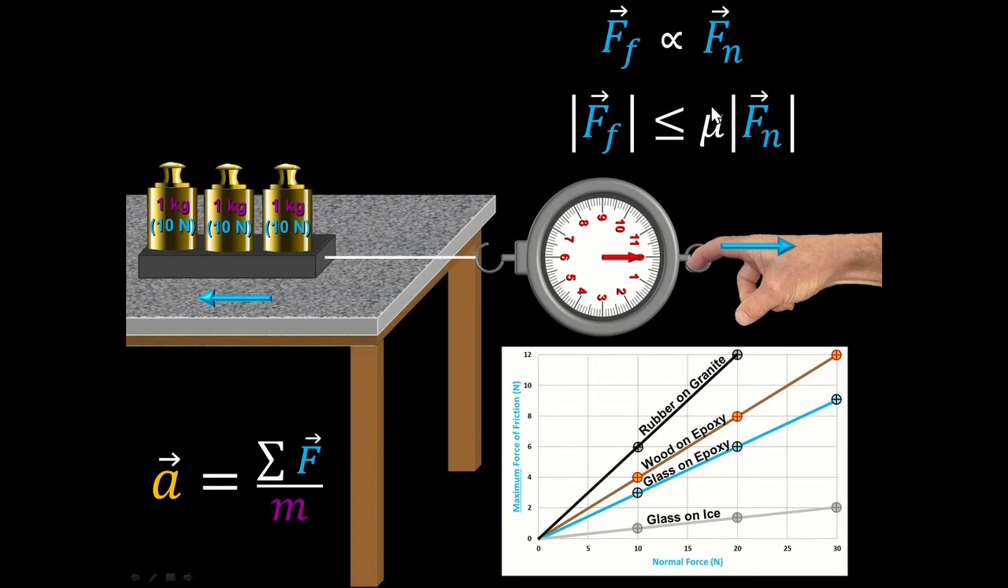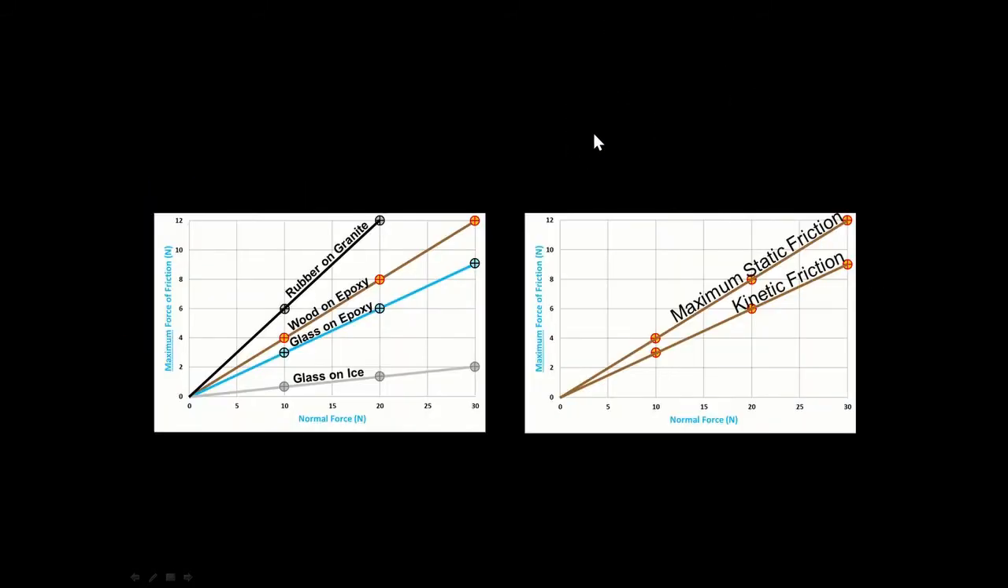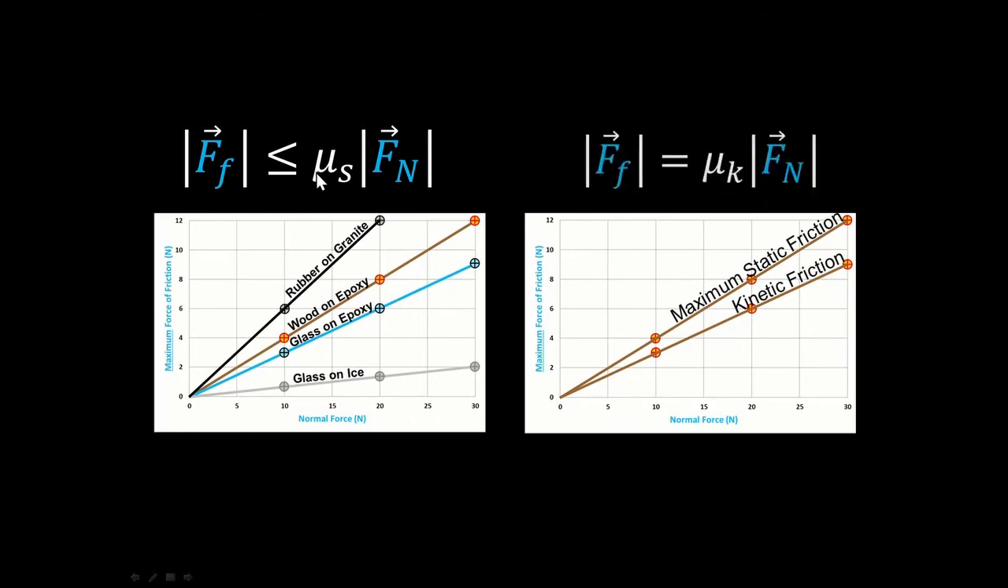Okay, so if we knew the coefficient of friction, we could multiply by the normal force, and that would tell us the maximum amount of friction. So here we have those two graphs. This one, we kept wood on epoxy and looked at when it was static versus when it was kinetic. And this was changing the surfaces.